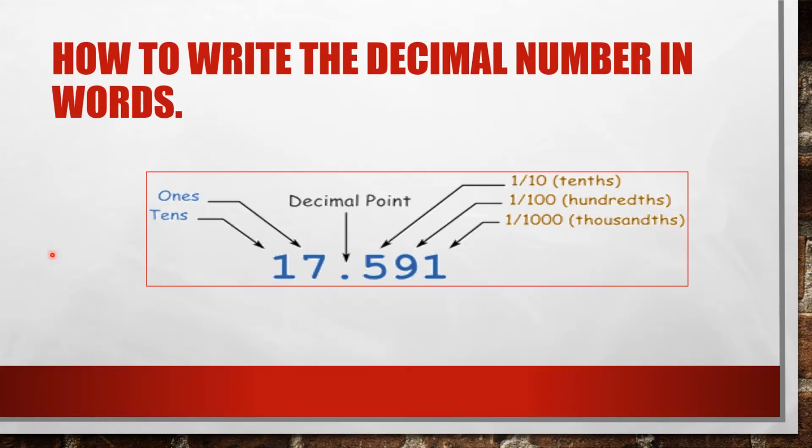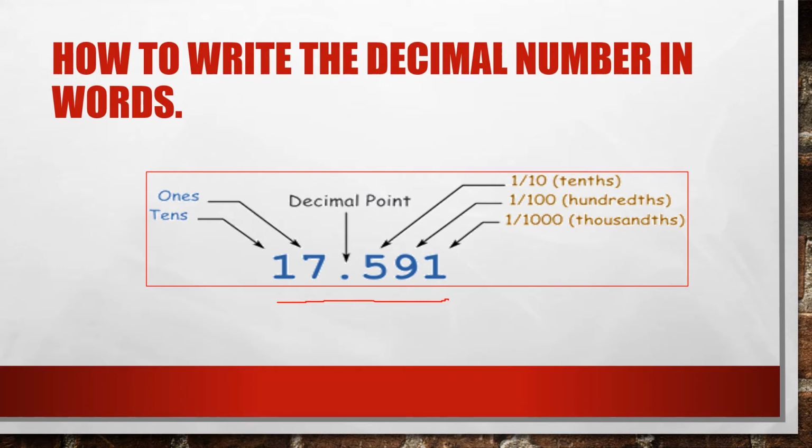So, children, in this video, I'll be teaching you how to write the decimal numbers in words. And along with this, I will also be teaching you exercise 8.2, questions number 5 and 6. So, I'll be covering two questions in this. So, shall we begin? Now here you can see that I have taken a decimal number and we read it as 17.591. This is how we read it, right? And now we have to learn how to write this in words.